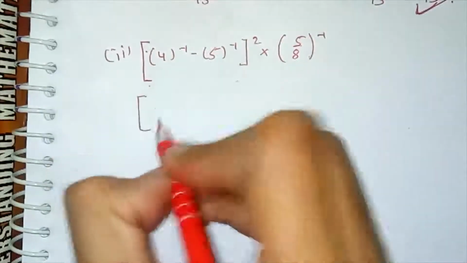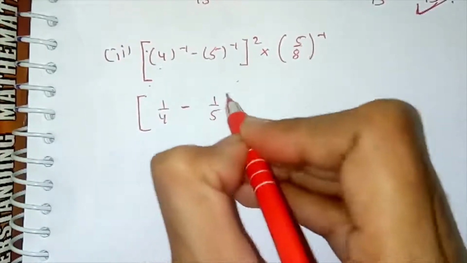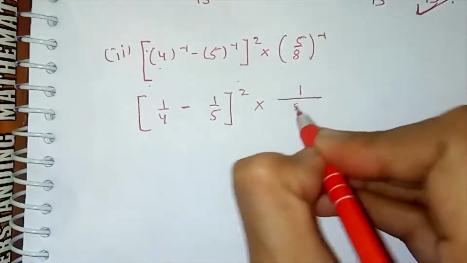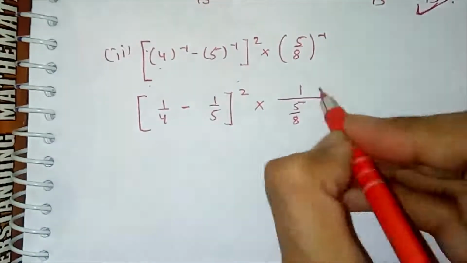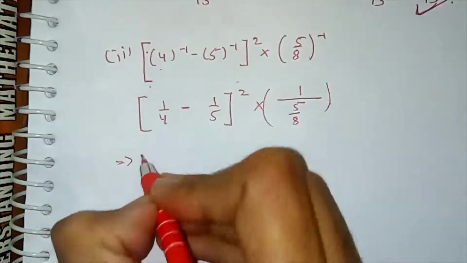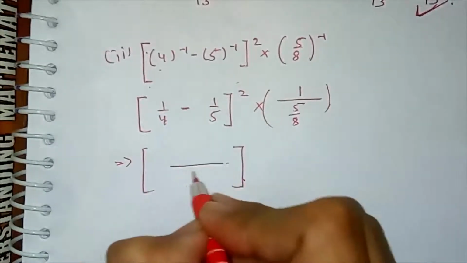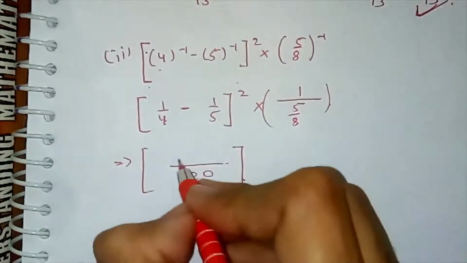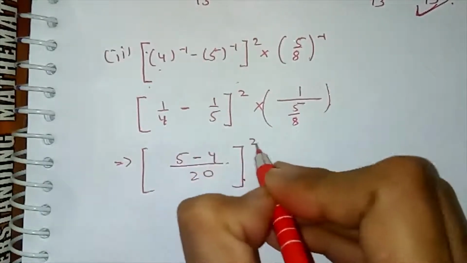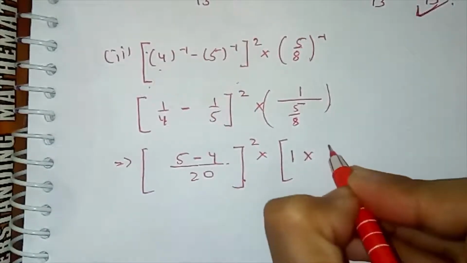Let's quickly solve it. (4 to the power minus 1 minus 5 to the power minus 1) whole power 2, and it is into (5/8). 4 to the power minus 1 is 1 upon 4 minus 1 upon 5. Okay, let's quickly solve it. First we will solve the brackets. The LCM is 20, and here will be 5, here will be 4, power 2, and it's going to be into 8 upon 5.